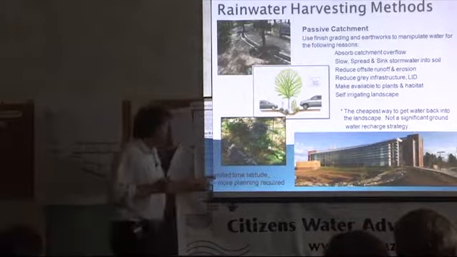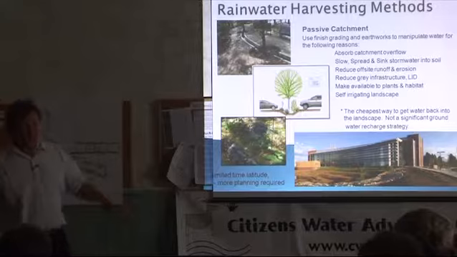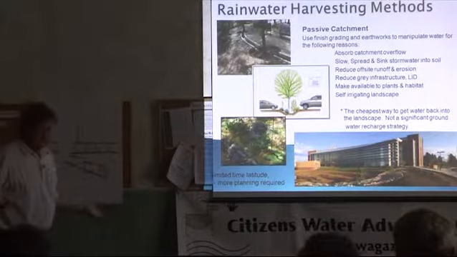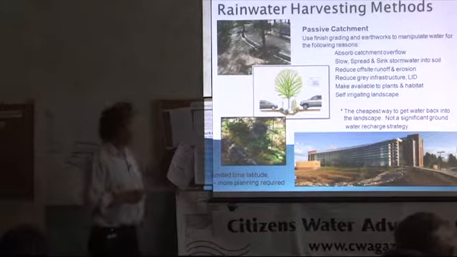But there's a limited time latitude, so you're only going to get water when it rains, and then it soaks into the soil. So improving that soil is important in areas where you're capturing it passively. So let's go to the next slide.